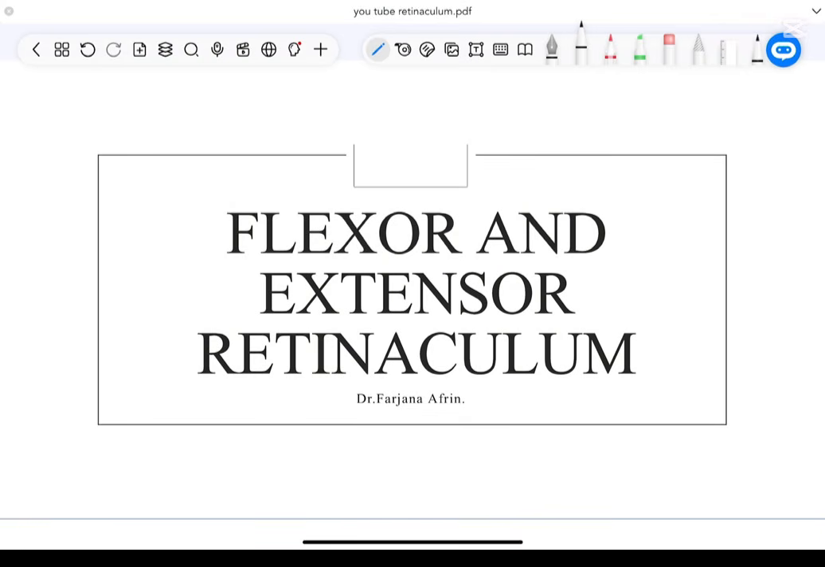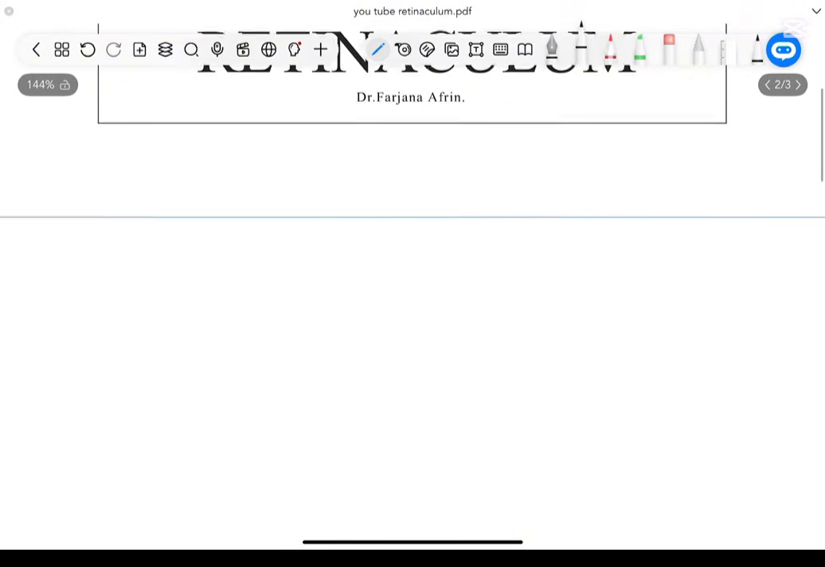Today my video lecture topic is Flexor and Extensor Retinaculum. In this video lecture I am going to describe what is retinaculum, the flexor and extensor retinaculum attachment, what tendons pass through the flexor and extensor retinaculum, and the carpal tunnel with the clinical information related to carpal tunnel syndrome. So let's start.